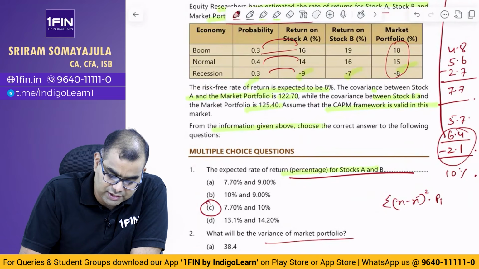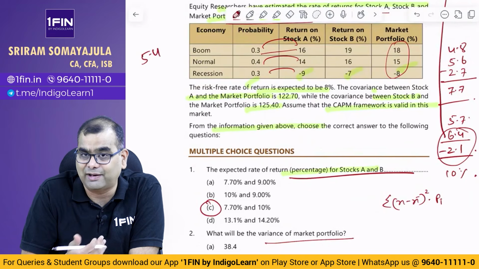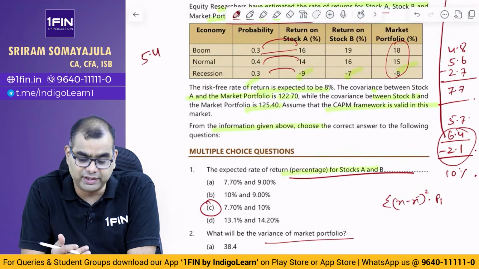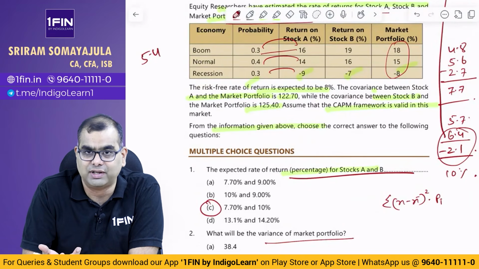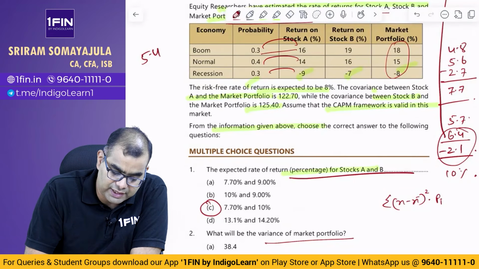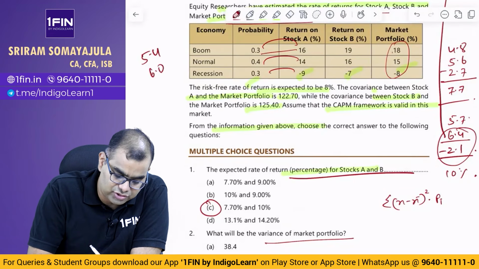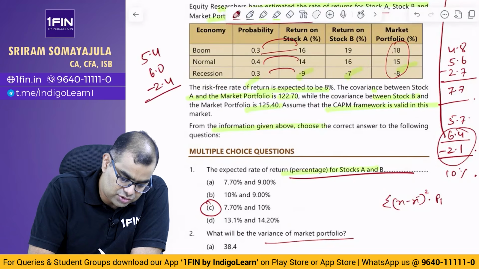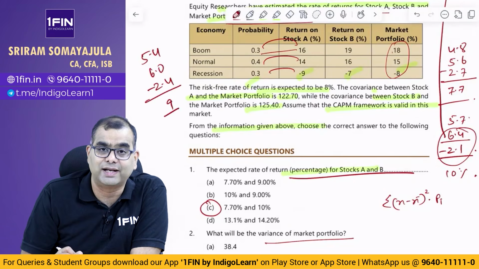So what is the expected return? 18 into 0.3 is 5.4. See, I am solving this like I would have solved in the exam. I am not drawing detailed steps and all, because you need not do that even in the exam, because it's an MCQ. 18 into 0.3 is 5.4, 15 into 0.4 is 6 and 8 into 0.3 is 2.4 with a minus sign. So this makes it 5.4 plus 6 minus 2.4, which is 9. 9 is the mean.